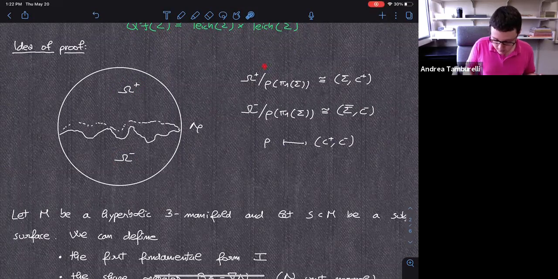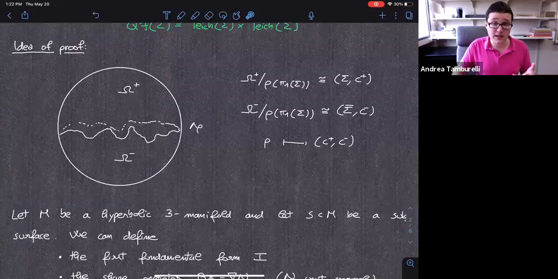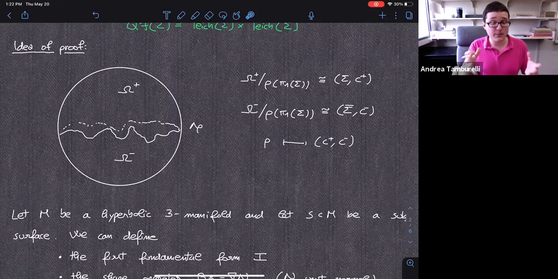So if we take the quotient by omega plus and omega minus under the action of rho, what we get is a surface, sigma, possibly with the opposite orientation if we consider omega minus, endowed with a conformal structure. And this conformal structure comes from the fact that CP1 has a conformal structure on both omega plus and omega minus. Okay? And so we can construct this map that associates to a quasi-Fuchsian representation rho this pair of conformal structures. And what Peirce proved is that this is a diffeomorphism.